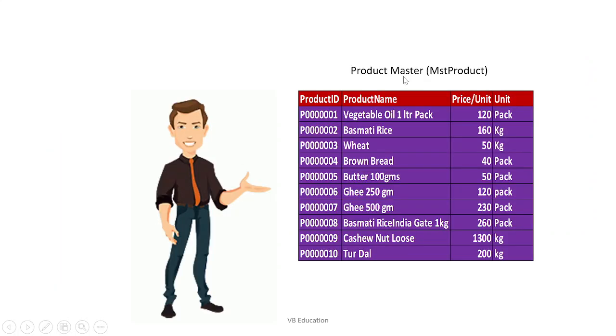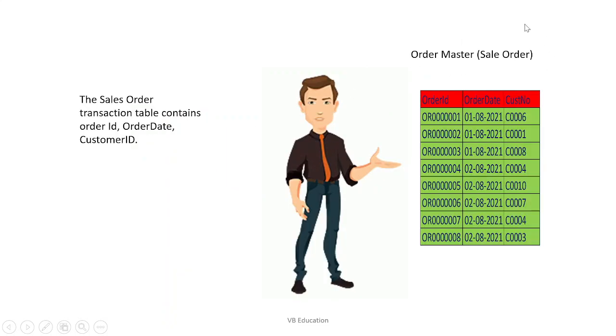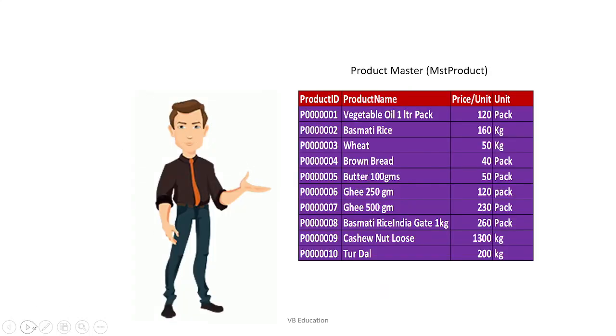Now there is another product master table where you have the product ID, product name, price per unit, and the unit of the product. For example, basmati rice is sold in kg, while a vegetable oil 1 liter packet is sold in unit is pack. Fine. Now there is a sales order table. The sales order table is the transaction table here. The previous two were the master tables. One was the customer master, the other was the product master.